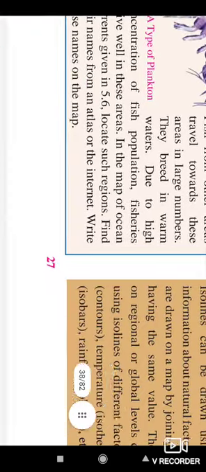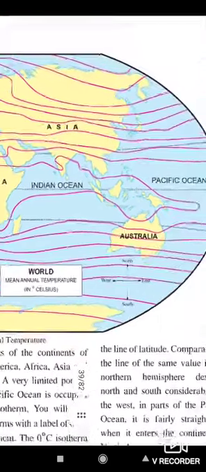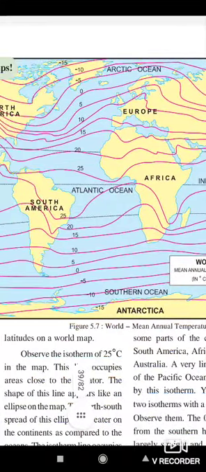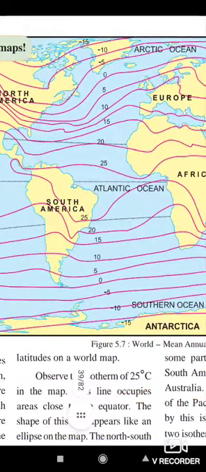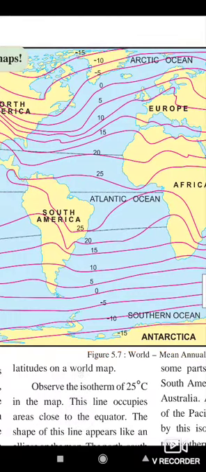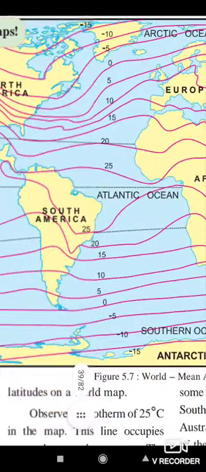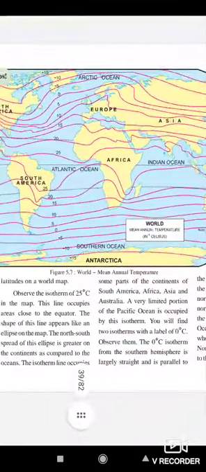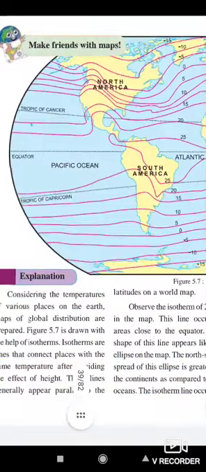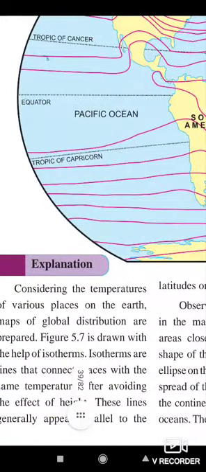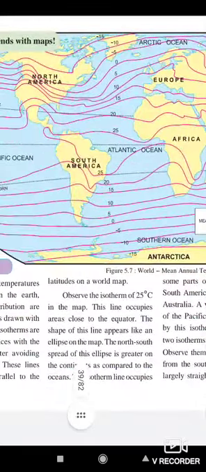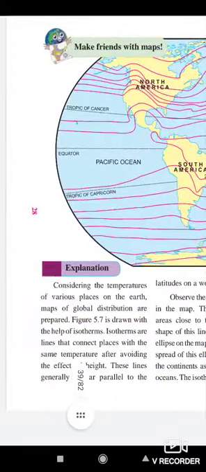Here we have the annual average temperature of the earth. The temperature at the equator is higher, and the average temperature is lower at the north and south poles. Here we have information about this.